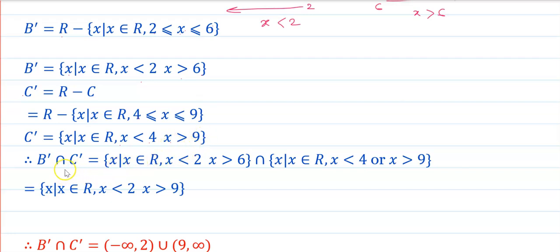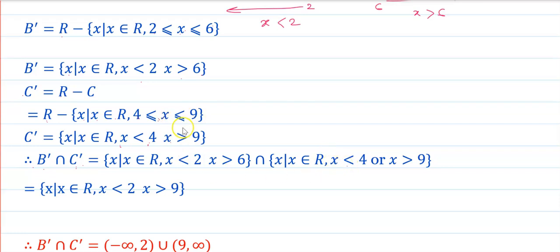And therefore their union, their intersection, that is B complement intersection C complement. First of all, we will write here R minus. This is important. R minus X such that X belongs to the set of real numbers. Okay. What type of elements are these? These are the elements which are less than 4, strictly less than 4. They are here.